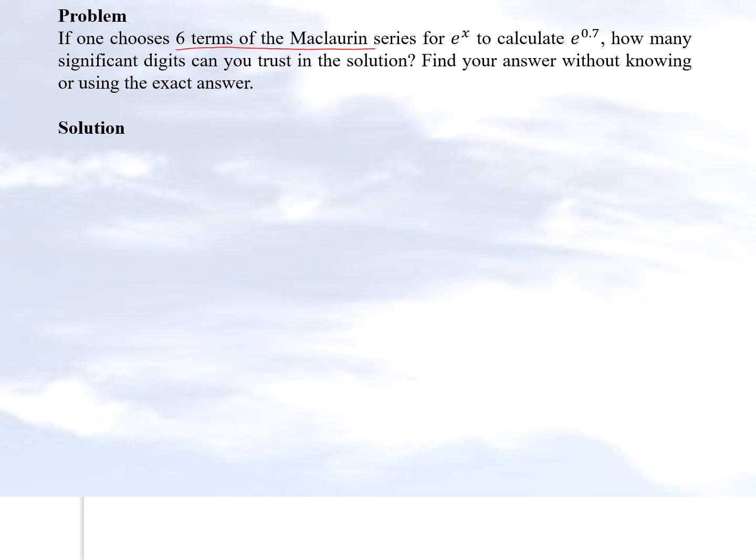There are 6 terms of the Maclaurin series for e to the power x. We are calculating e to the power 0.7, and then we want to be able to figure out how many significant digits can we trust in the solution. Keep in mind that when you are finding your answer, you are not privy to the exact value of e to the power 0.7. So if you look at the Maclaurin series for e to the power x, it is given by this particular polynomial.